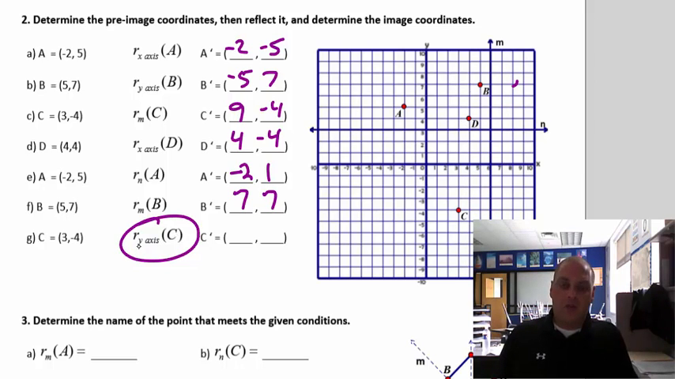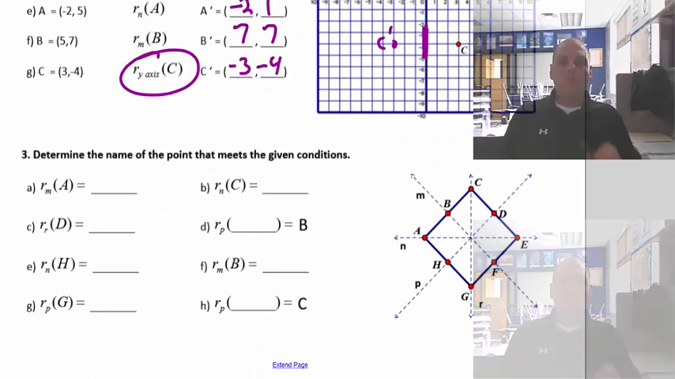Reflect point C over the y-axis. I just want to get used to the notation, what that means. Reflection, y-axis, point C. So take point C, reflect over the y-axis. Here's my y-axis, right? Go over that. Boom, boom, boom. 3 points. Boom, boom, boom. 3 points. 1, 2, 3. There it is. There's C prime. What are my coordinates? -3, -4. Okay, so hopefully you're getting something out of this.